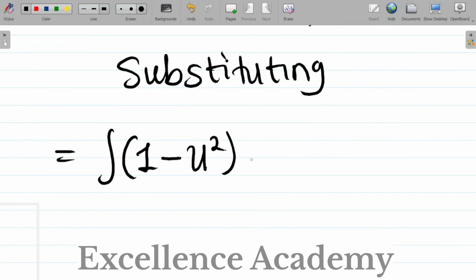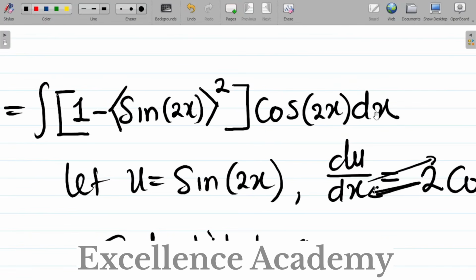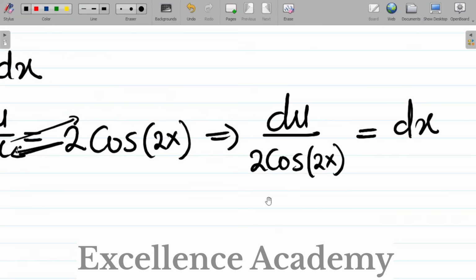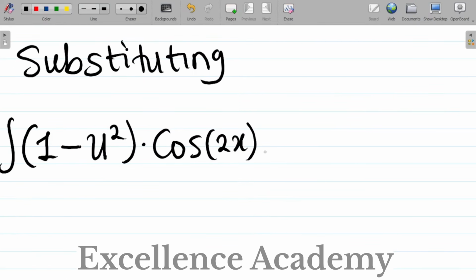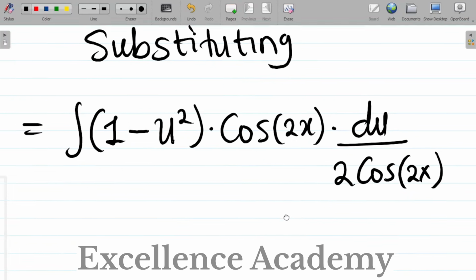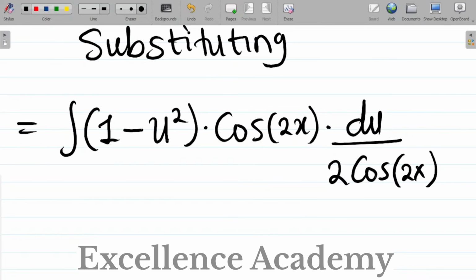So dot cosine of 2x. Then you now have dot dx. What's dx? dx is simply du over 2 cos 2x. So dot dx is du all over 2 cos 2x. You have this. All right, simplifying further, from here you can see that cos 2x will cancel cos 2x. And that's how this works, all right?